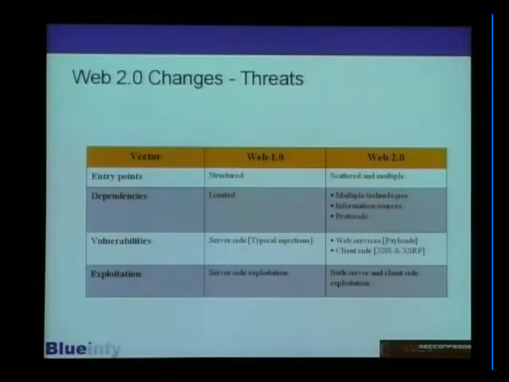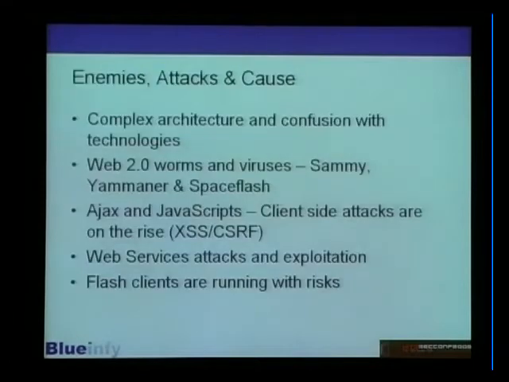He can control where you are going. He can give you a stream by which he can redirect you to some places where he wants you to go. And a lot of stuff can be injected in an iframe. So even if you are not aware of where your HTTP requests are hitting, you are still hitting them from your browser. So all these are important changes which we are looking at in 2.0. And enemies, attacks, and causes: complex architecture and confusion with technology.